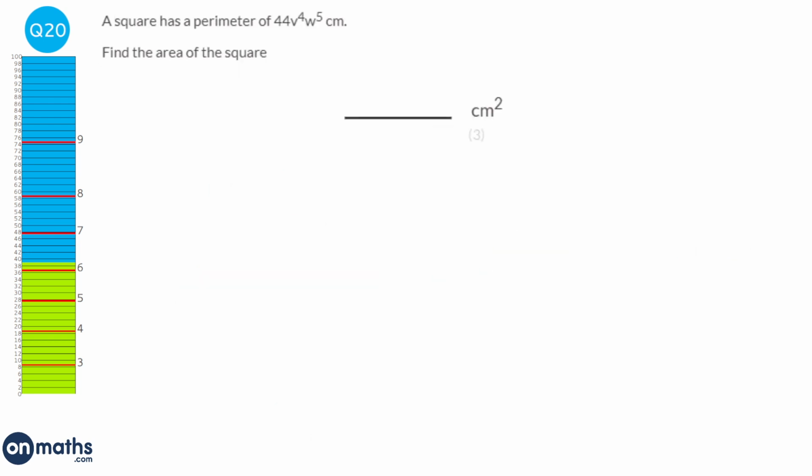So we need to first of all work out what the length of the side of the square is. And to do that, what we do is we get the 44v to the power 4 w to the power 5, and we just divide it by 4. All we need to do is just divide the coefficient by 4. So it'd be 11v to the power 4 w to the power 5.